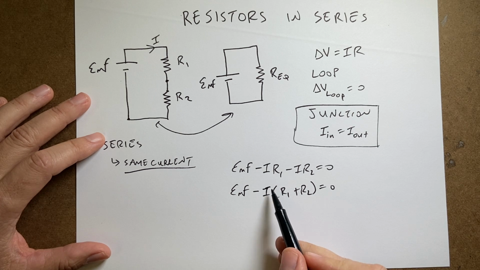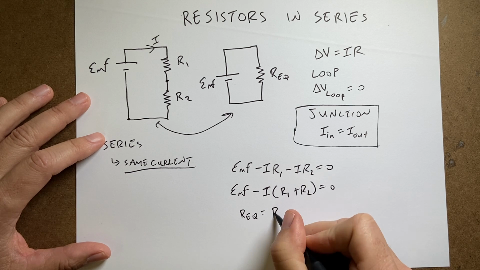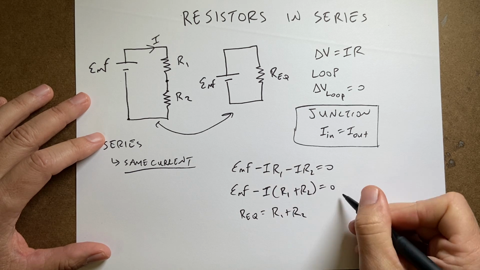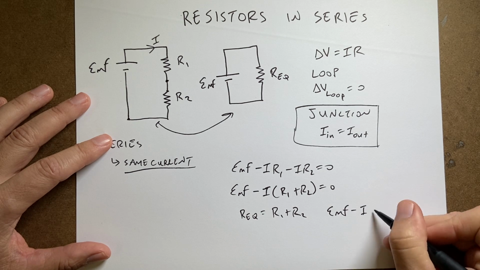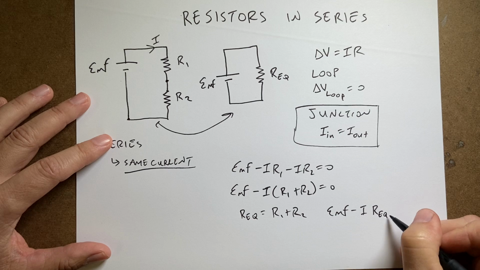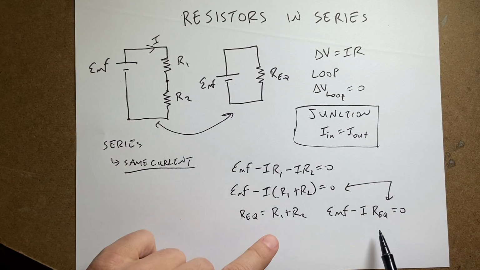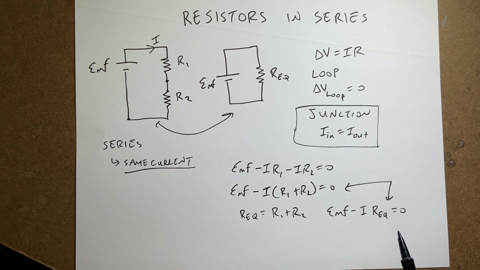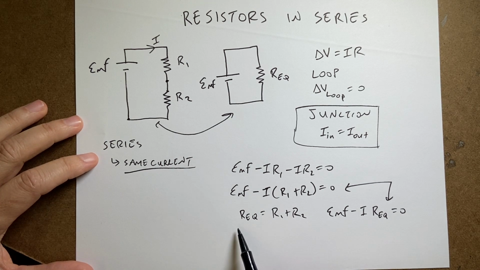So if I want the same exact current, if I say R equivalent is equal to R1 plus R2, then I would get the following equation: EMF minus I R equivalent equals 0. These two are identical because I have R1 plus R2 right there. So if I have two resistors in series, then for their equivalent resistance, I just add them together.